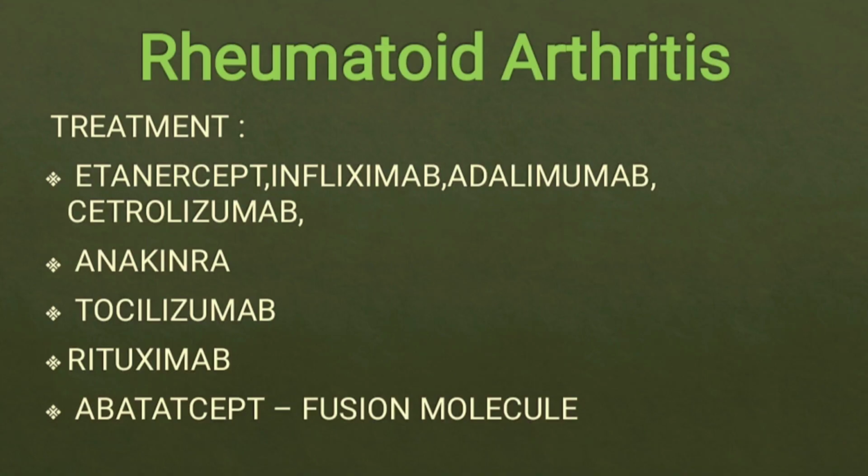Other biological agents are also used in the treatment of rheumatoid arthritis, like anti-TNF alpha: etanercept, infliximab, adalimumab, certolizumab, golimumab. All these are TNF alpha inhibitors, and other drugs used are the anti-IL-1 antibody anakinra, anti-IL-6 antibody tocilizumab, anti-CD20 antibody rituximab, and abatacept, that is a fusion molecule, is also used.